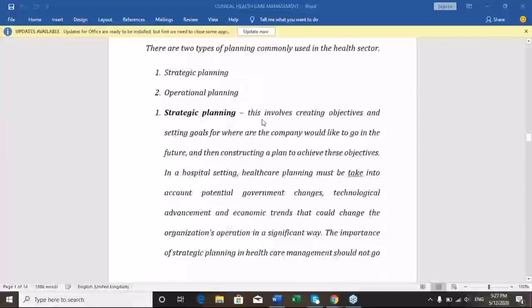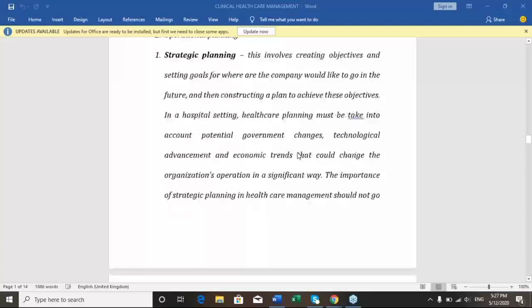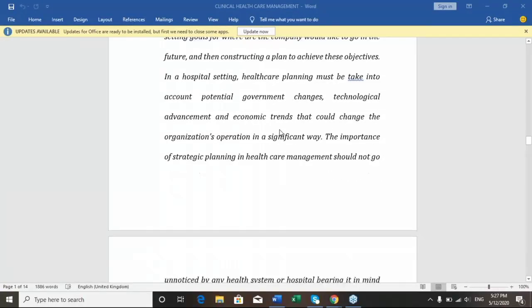So we said strategic planning involves creating objectives and setting goals for where the company would like to go in the future, and then constructing a plan of how to achieve those goals. So for instance, hospital setting, hospital environment.